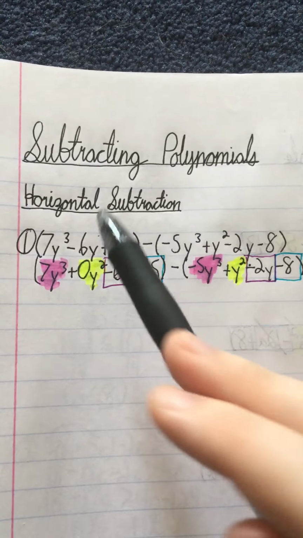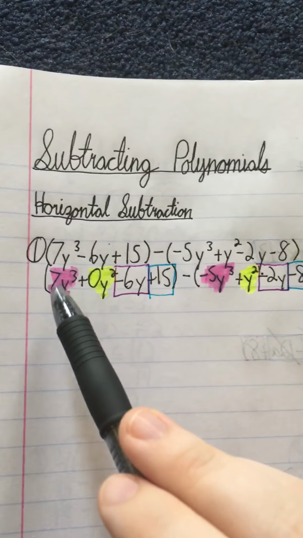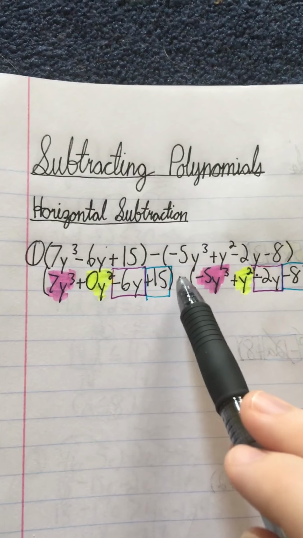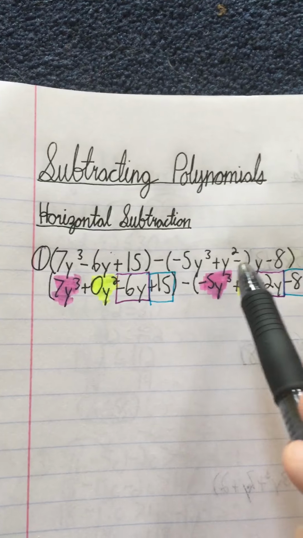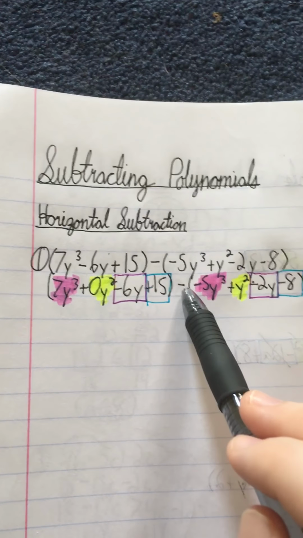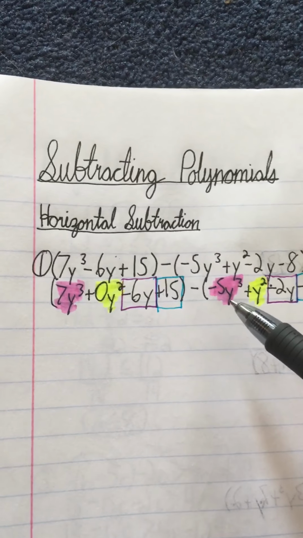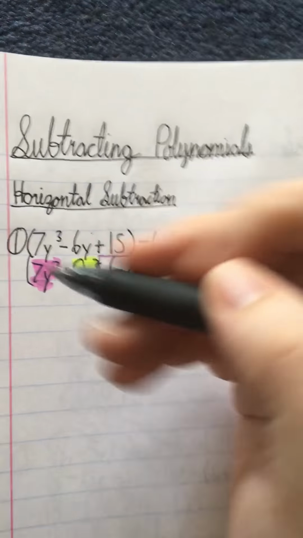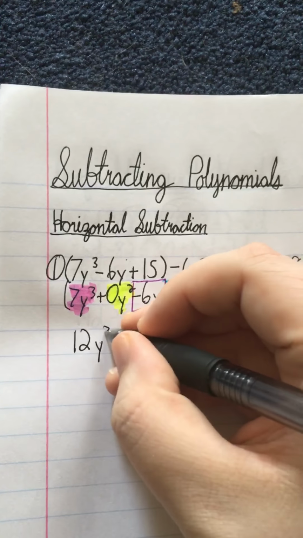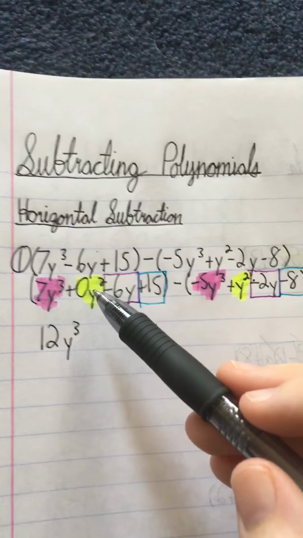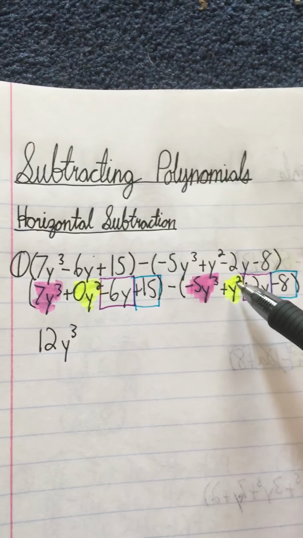So then I went and highlighted all of the like terms. So we have 7y cubed minus negative 5y cubed. Now it's very important to remember your subtraction rules with integers. So 7y cubed minus negative 5y cubed, you get 12y cubed. Now we have 0y squared minus y squared.